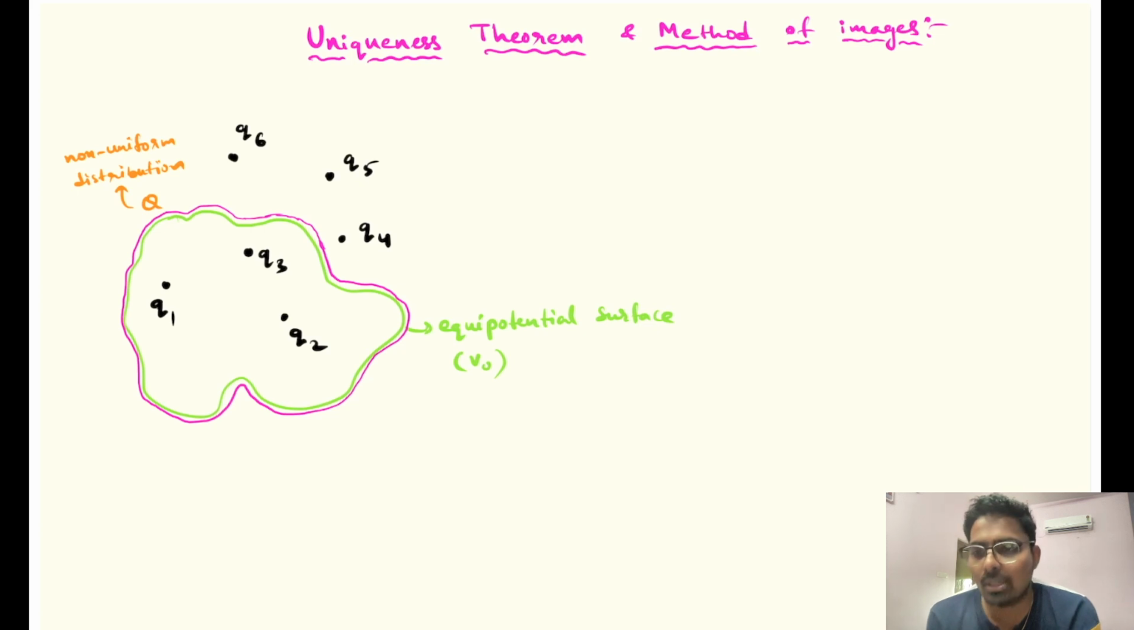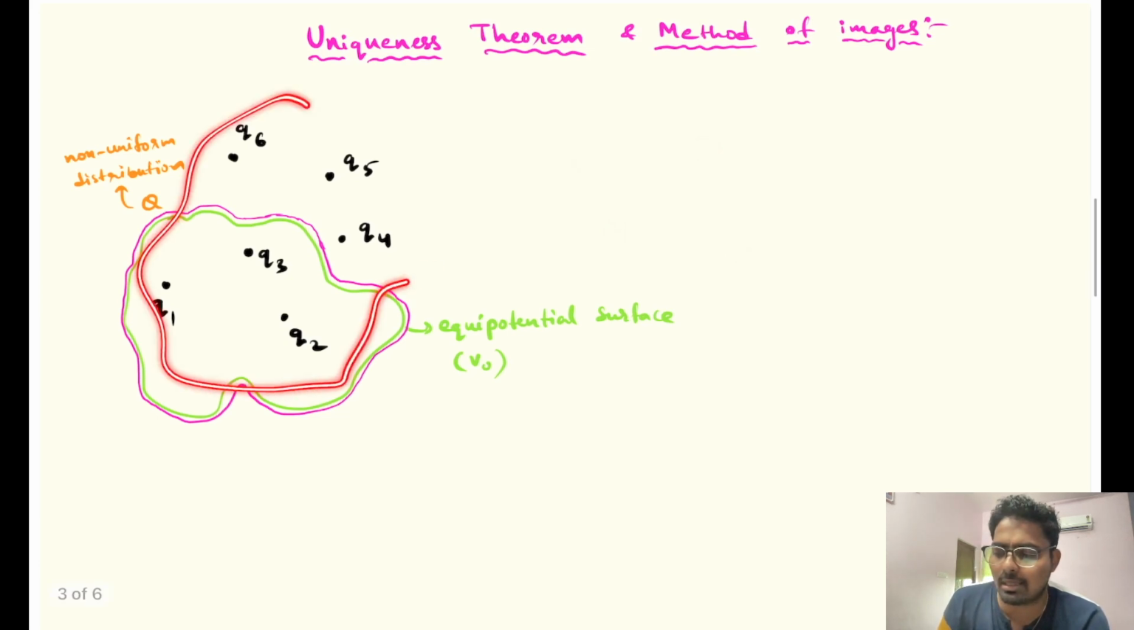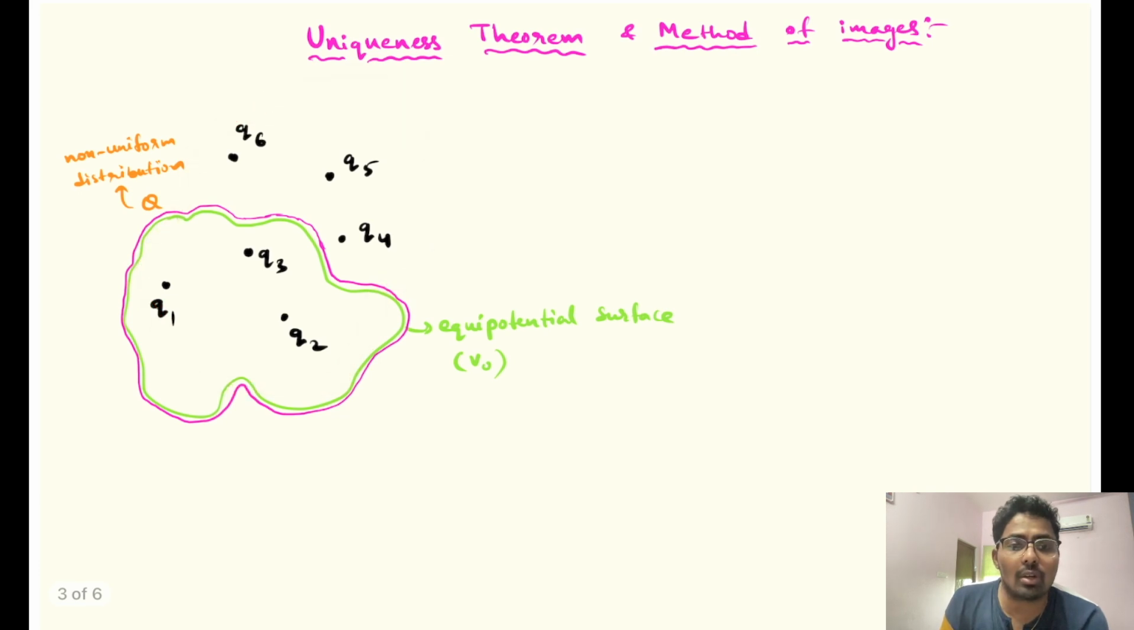Now what does this uniqueness theorem state? Whatever results we used to get earlier, that might be a net electric field or net potential because of all these 6 charges, now we are also going to get the same result after replacing these 3 charges with a conductor which is having a charge q. That is what the uniqueness theorem states.